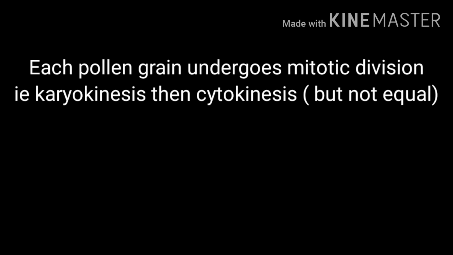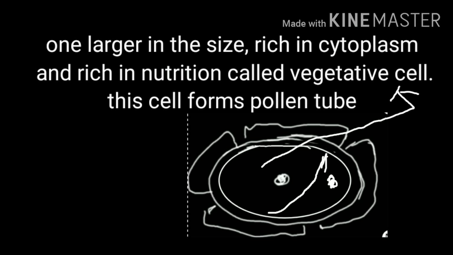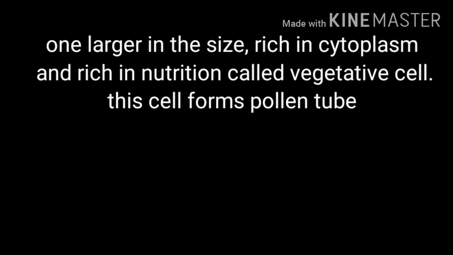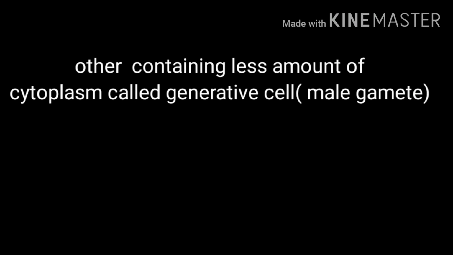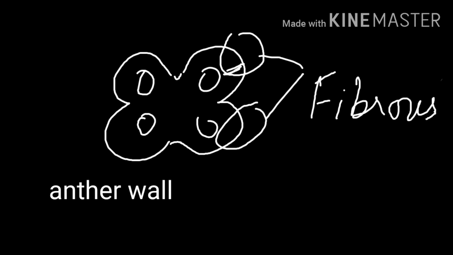Each pollen grain will then undergo mitotic division, in which karyokinesis and unequal cytokinesis will take place, which will result in the formation of one larger cell which will contain a large amount of cytoplasm, and it helps in nourishing the cell. This cell is called the vegetative cell or tube cell. The other cell, which has a smaller portion of cytoplasm, is called the generative cell, that is the male gamete.